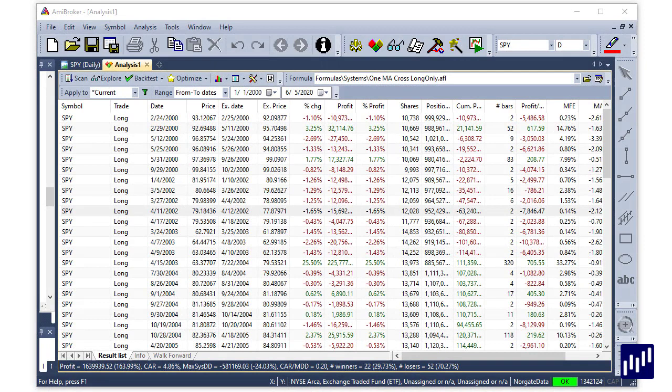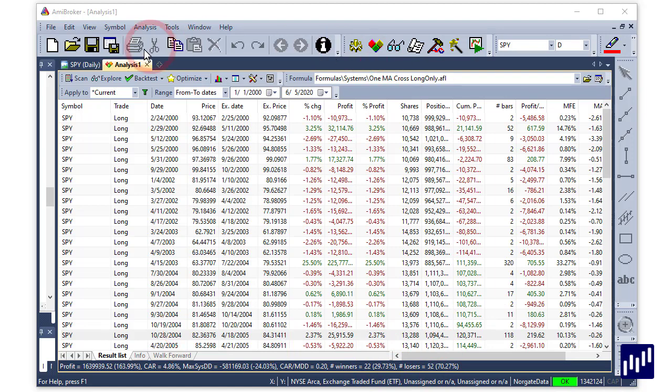So now I'm going to jump over to EMA Broker, and I've got SPY, dividends included, and I ran a backtest where you buy on a cross above the 200-day, you sell on a cross below the 200-day SMA, and there we can see down below the compound annual return comes in at 4.86%, and you had a maximum drawdown of 24%, 22 winners, and 52 losers. So you only had a 30% win rate.